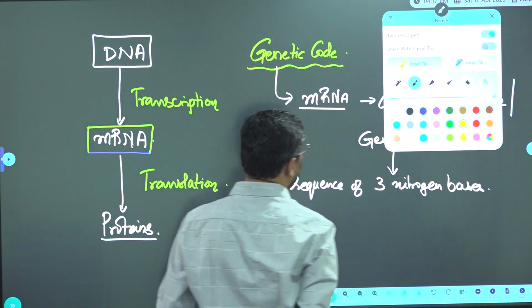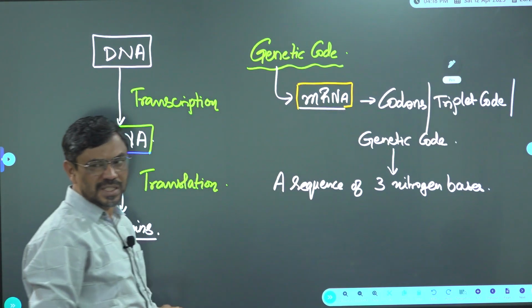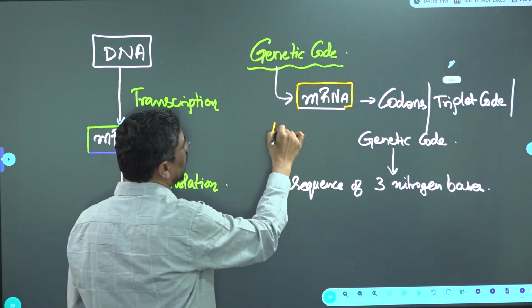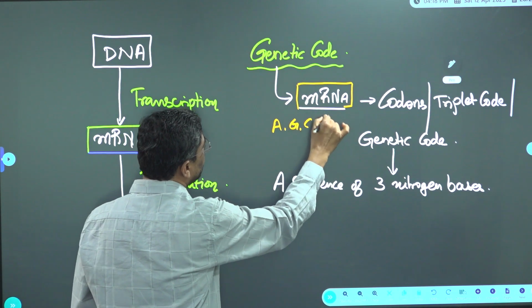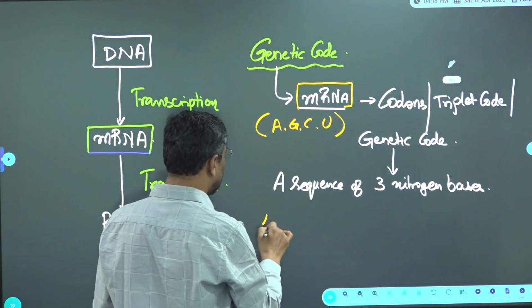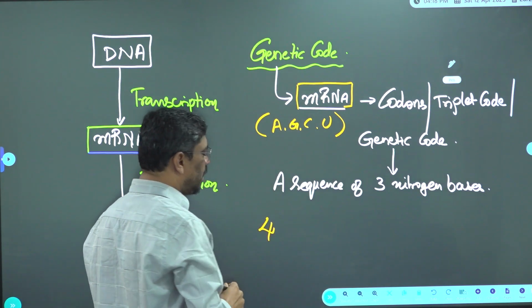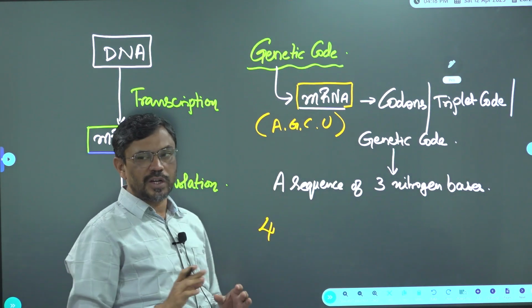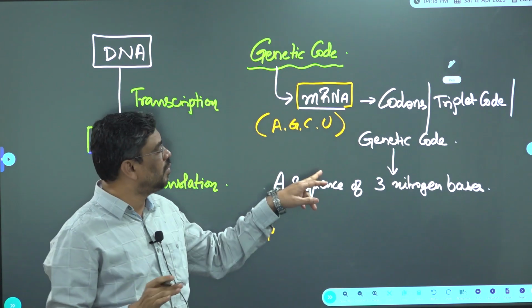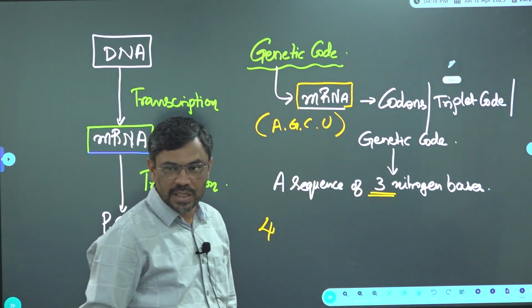So how many nitrogen bases are present in mRNA? Adenine, guanine, cytosine and uracil. 4 nitrogen bases are there. So these 4 nitrogen bases are arranged in the form of a set of 3.